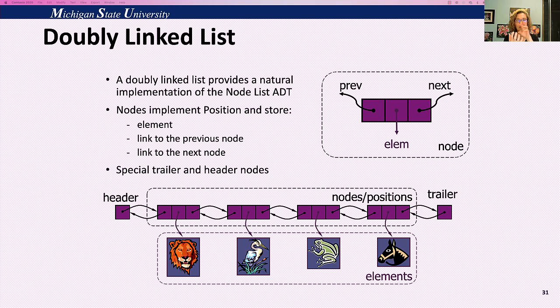Usually we visualize it as in the middle, and that's where you place your element. And that element could be anything. Like I said, it could be an integer, it could be a string, it could be another object such as a student or an employee object. So pretty much you have a link to the previous node, you have a link to the next node, and the majority of the time when you implement a doubly linked list, you will have a reference to the beginning of your list, which is the head reference, and you will have a reference to the end of your list, which is the trailer.